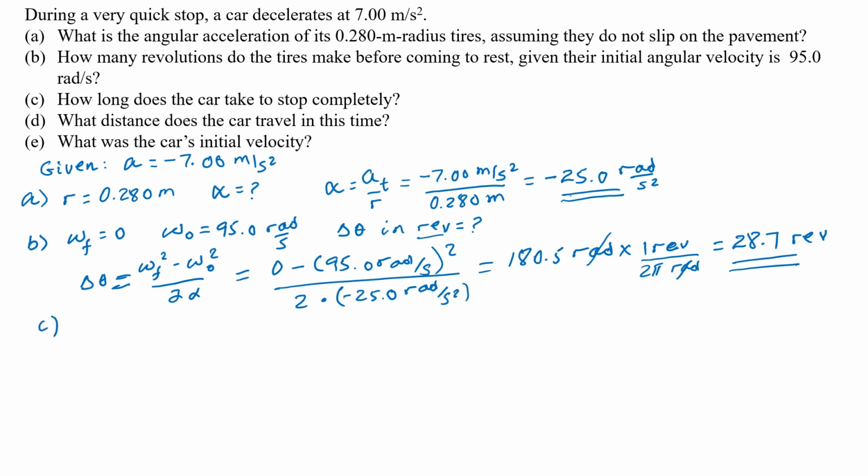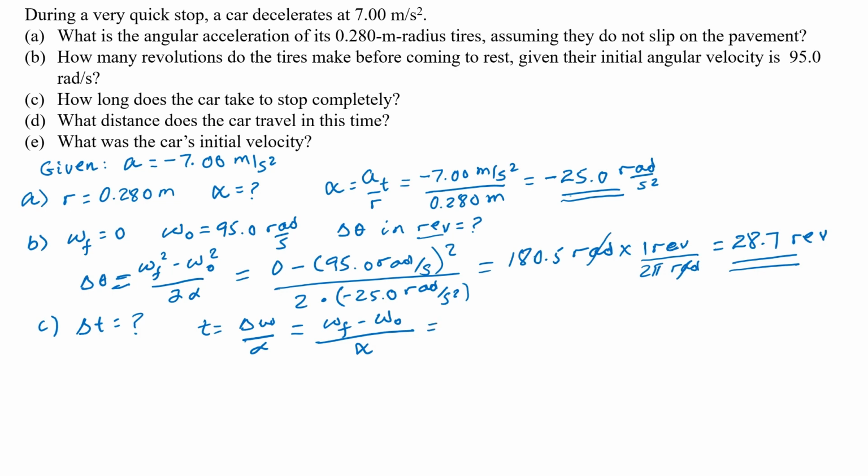C. How long does the car take to stop completely? Delta t is required, the elapsed time. And you know alpha is equal to delta omega divided by time, therefore time will be equal to delta omega over alpha. That is omega f minus omega naught divided by alpha.